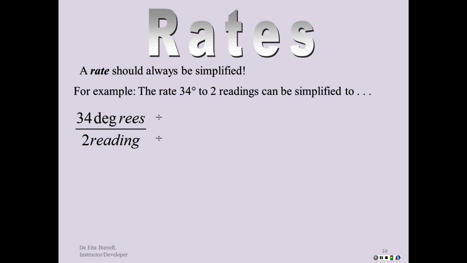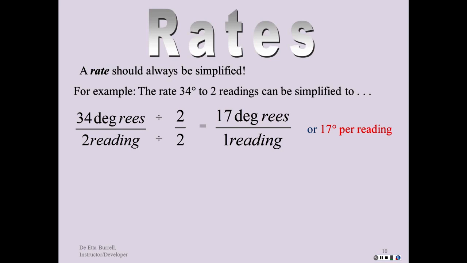Now, here is a rate that also needs to be simplified. When you have a rate, you still should simplify it. What can I simplify 34 degrees and 2 readings by? By 2. And that would give me what? 17 to 1. 17 degrees to 1 reading. So if you have a rate, you need to simplify it just like you would a ratio, because a rate is a ratio. It just has different units of measure.